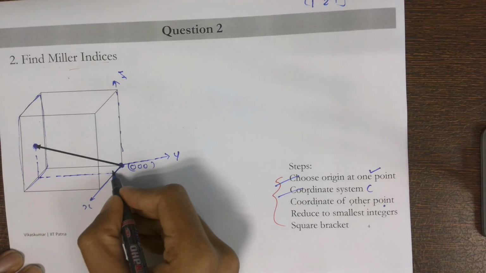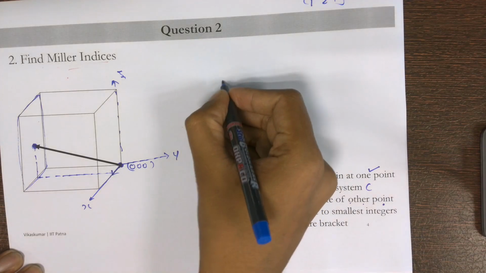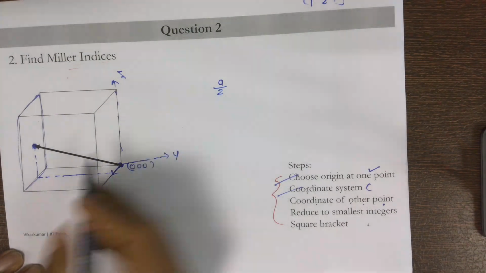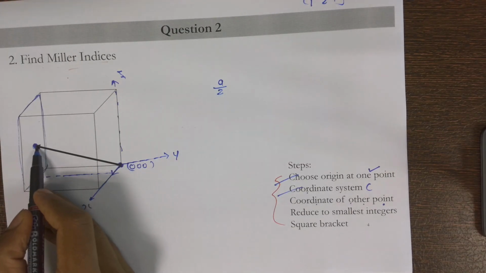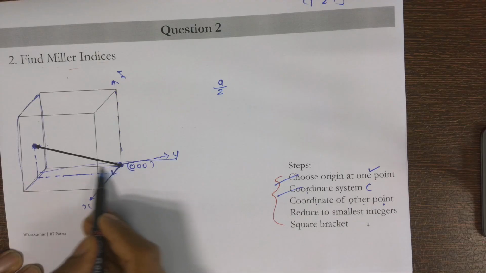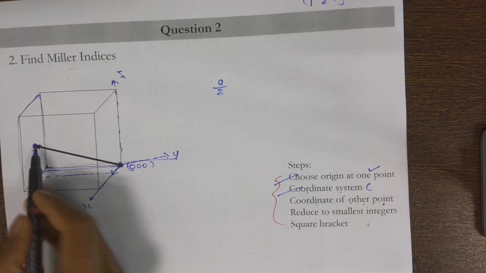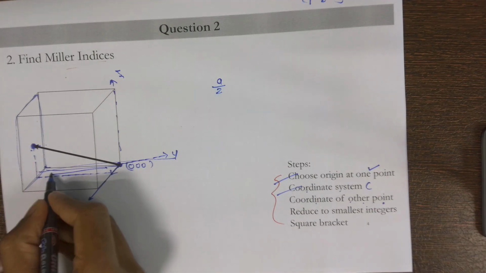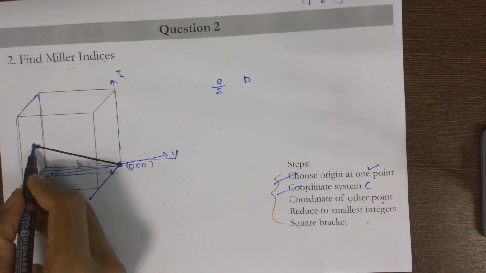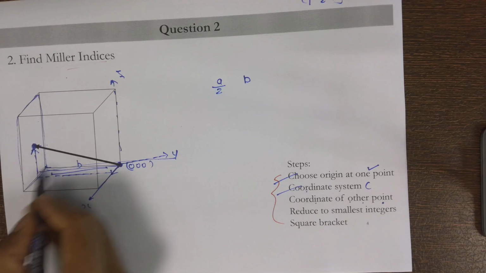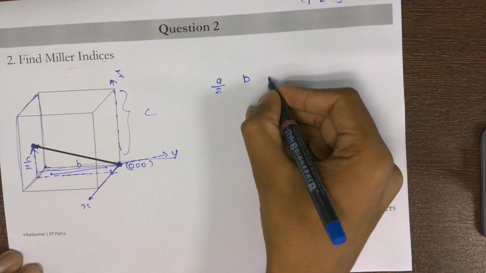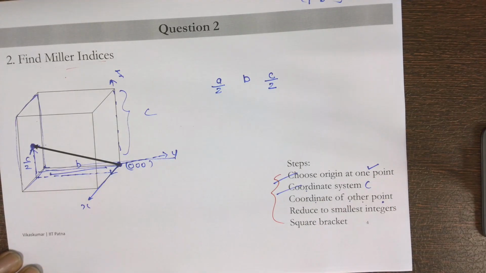If we see the x direction, we have to go only by a by 2, considering this entire length to be a. Now in the y direction, we have to travel throughout this much of this particular plane. The entire distance is b, so we have to travel by b. And in the z direction, if this entire length is c, we have to travel by c by 2.